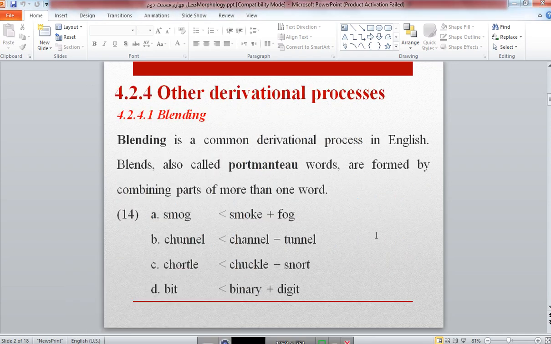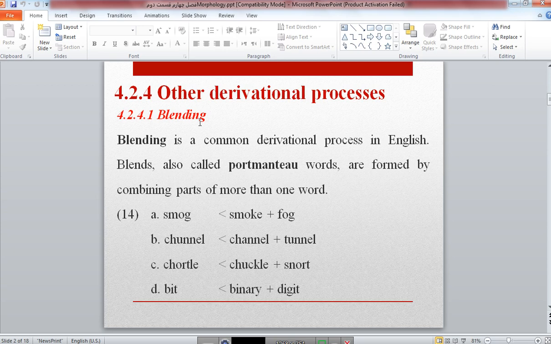The other part which I want to talk about is the other derivational processes. We talked about compounding, zero derivation, and affixation, and here I want to talk about other derivational processes. The first one which I want to introduce to you is blending. So far we have looked at, as I said, compounding, zero derivation, and affixation. So what are other examples of derivational process? The first one is blending.